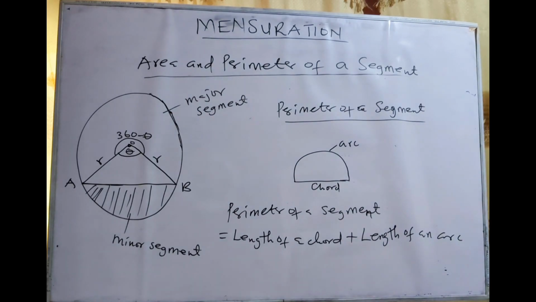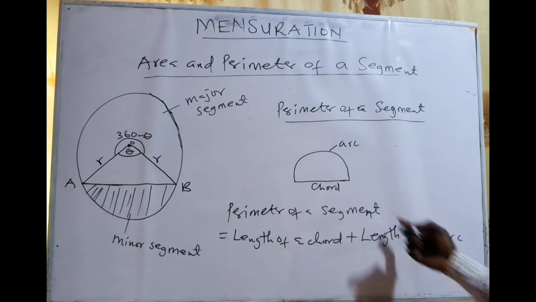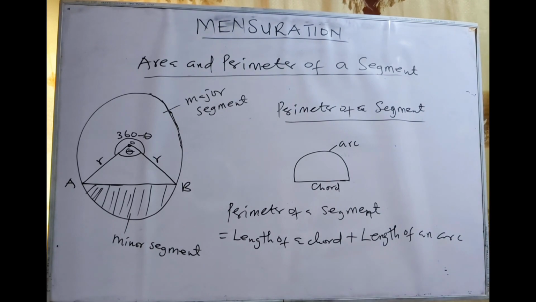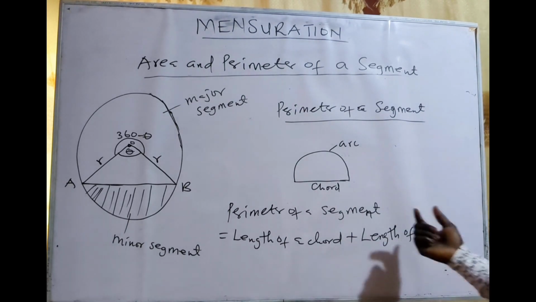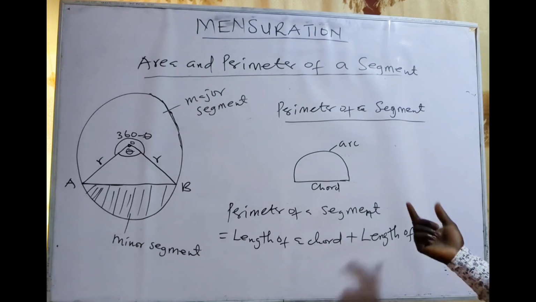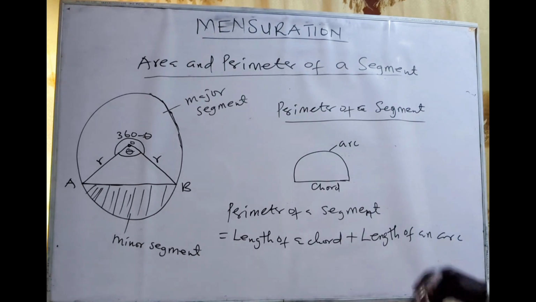Okay, so the perimeter of a segment is the length of a chord plus the length of an arc. We have just learned how to find the length of a chord, so you can visit our previous lesson to see how. Then you find the length of what? The length of an arc.